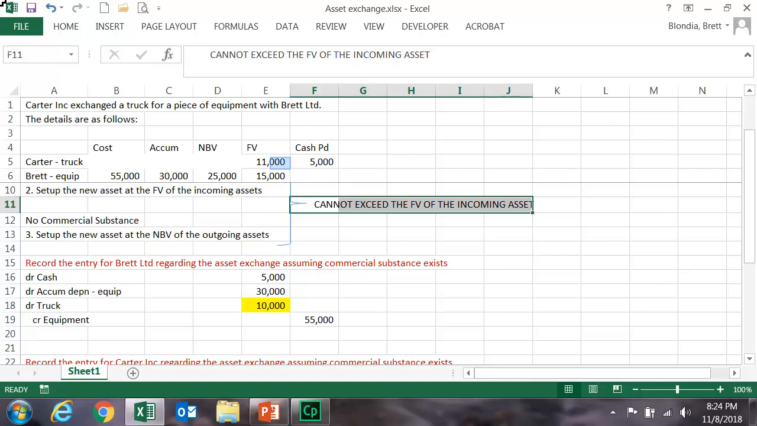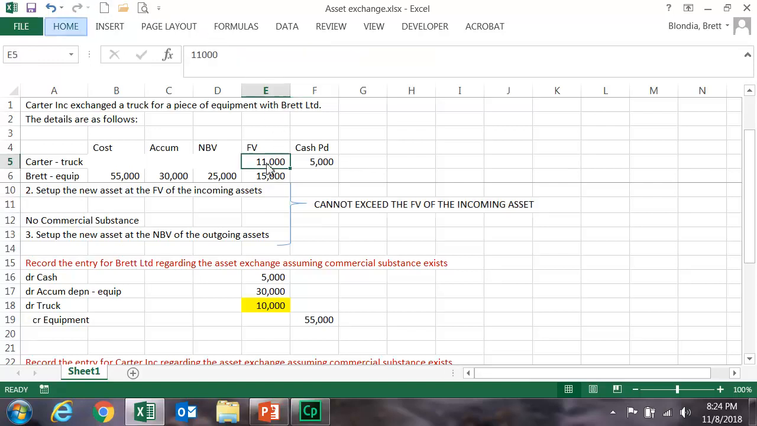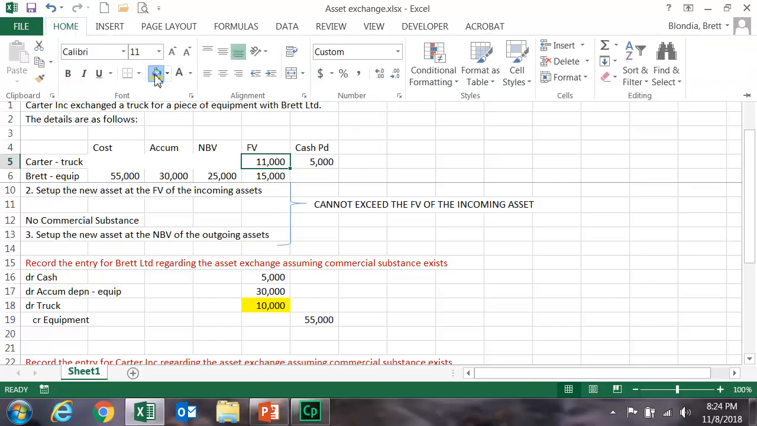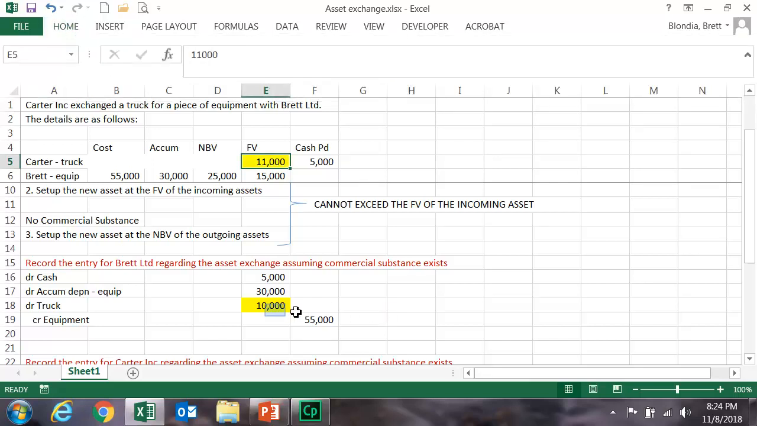So if I come back up here and I look at the Carter Limited line, I can see that that pickup truck has a fair value of $11,000. So when I debit the truck, I need to make sure that this debit right here does not exceed that fair value right there. And since it does not, I'm okay. I don't need to cap that debit. That $10,000 debit is fine. Now what you do is you just finish the journal entry.